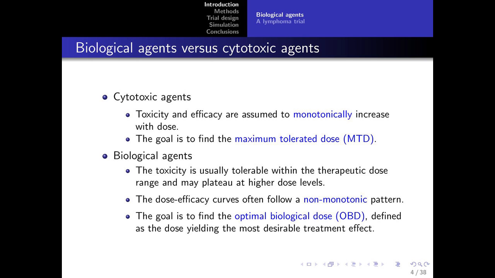Therefore, in this case, the goal is to find the optimal biological dose, which is defined as the dose yielding the most desirable treatment effect. Later on, we will see what we mean by most desirable treatment effect. And you can see in this case, it doesn't make sense to find the MTD, because the MTD does not necessarily have the highest efficacy. So page 5.